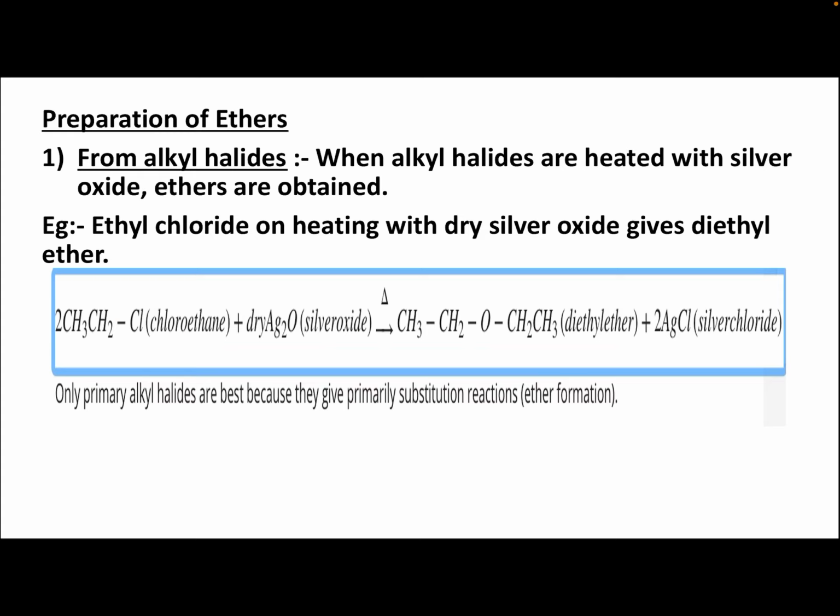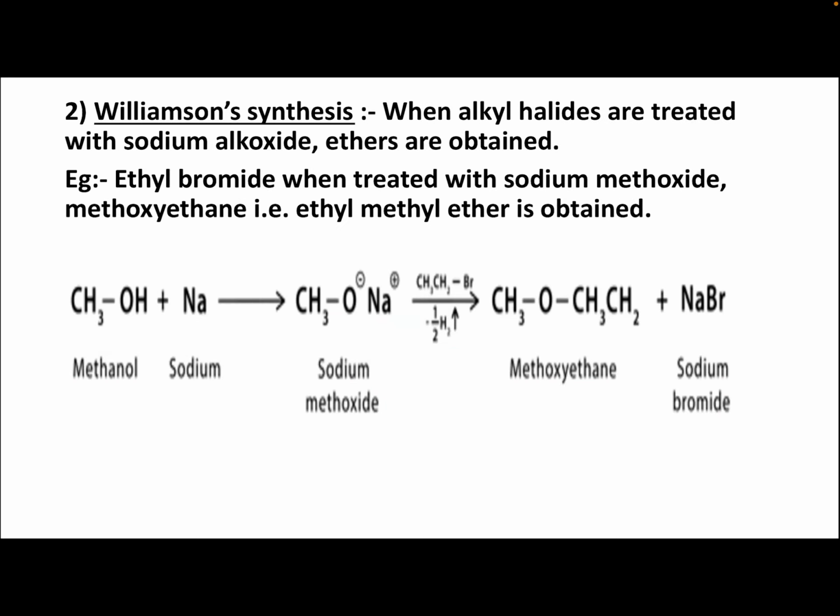Preparation of ether from alkyl halide. When alkyl halides are heated with silver oxide, ethers are obtained. Example, ethyl chloride on heating with dry silver oxide gives diethyl ether. CH3CH2Cl, that is chloroethane, plus Ag2O, silver oxide, on heating gives CH3CH2OCH2CH3, that is diethyl ether, plus 2AgCl. On both sides ethyl group is there, so it is an example of a method of preparation of symmetrical ether.